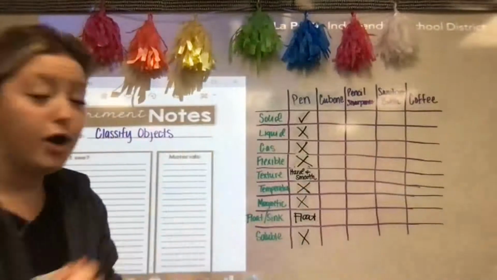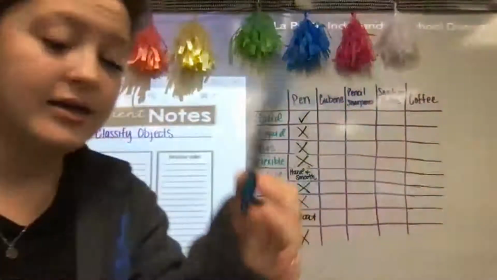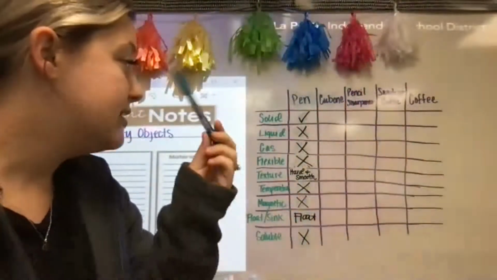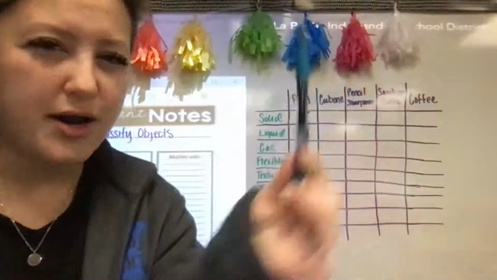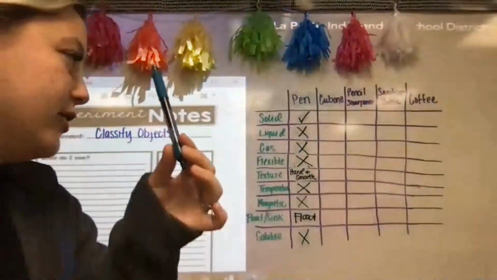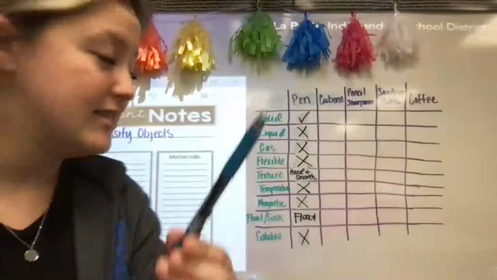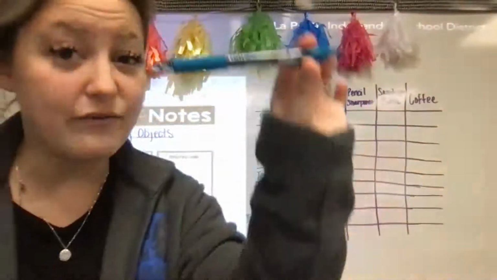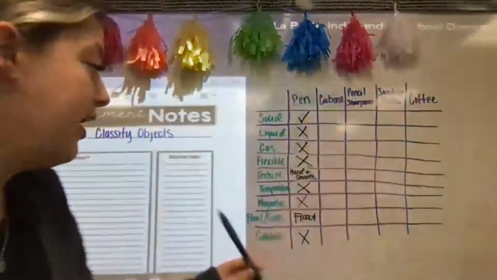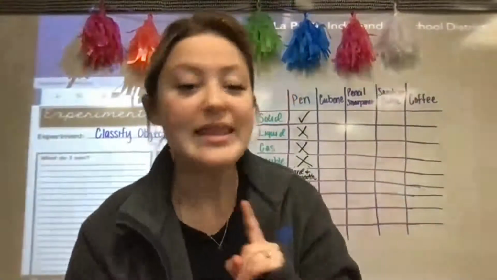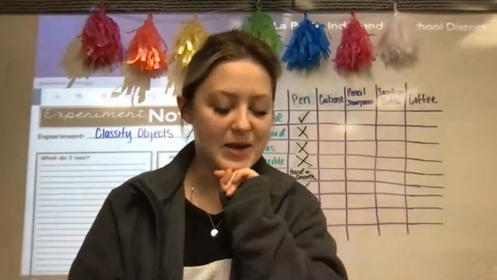So, our pen is indeed a solid, not a liquid or a gas. It is not flexible. It has a hard and smooth texture. There is no temperature, no magnetism to it. It will more than likely float in a tub of water, and it is not soluble. Let's go ahead and move on to the next item.